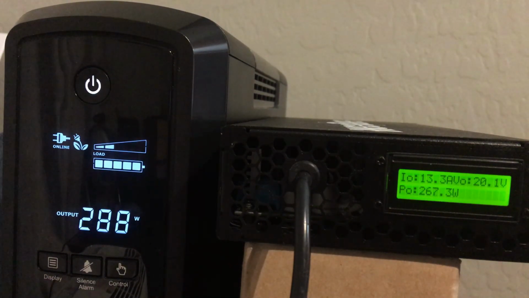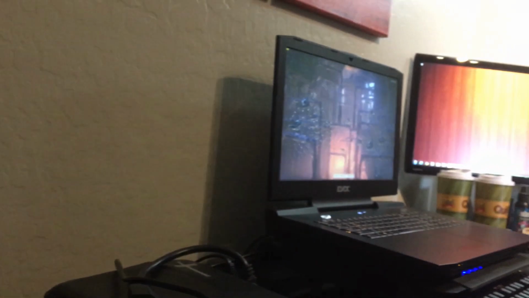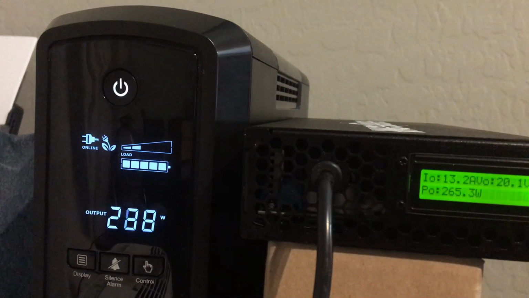So this is the physics test. It's pulling around 275 to 280 watts or so, and that's with the CPU at 5 gigahertz during the physics test. So it's pretty sweet, huh?